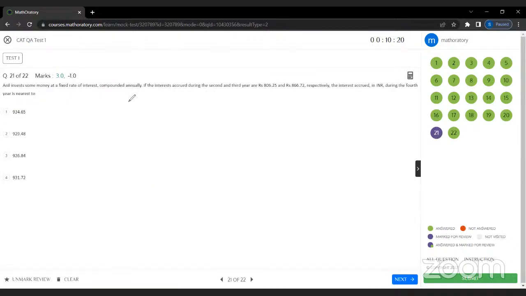So this idea I think I've explained a lot of times in our classes and our practice sessions में किया है. So we are given the interest of second year and third year. So let's start with the amount of first year. So amount of first year is suppose A1 or something. This is generating an interest of 806.25. So in the third year, interest यहाँ से आएगा same 806.25, because rate of interest is not changing.